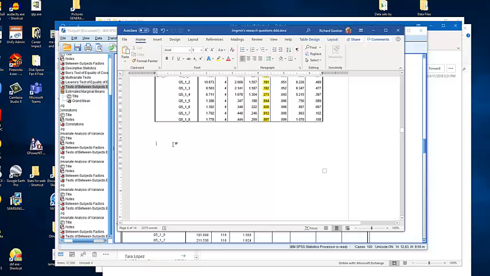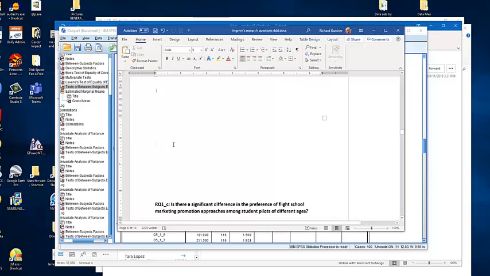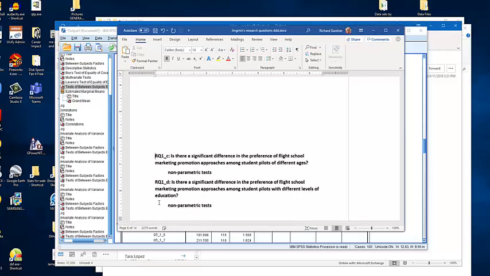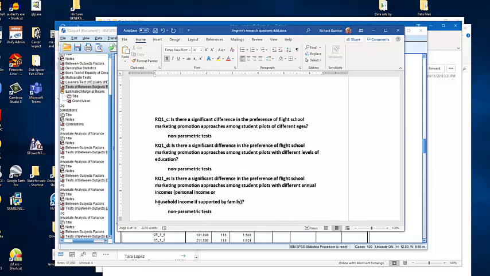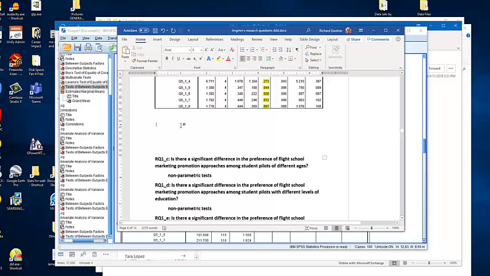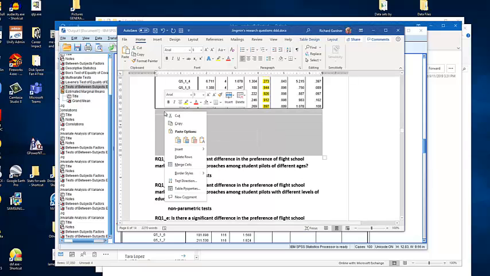Q7, SPSS. I think it's the education. Wait a minute. I'm trying to keep this from being a 300-page document here. Q6, Q7. Q7 is education.